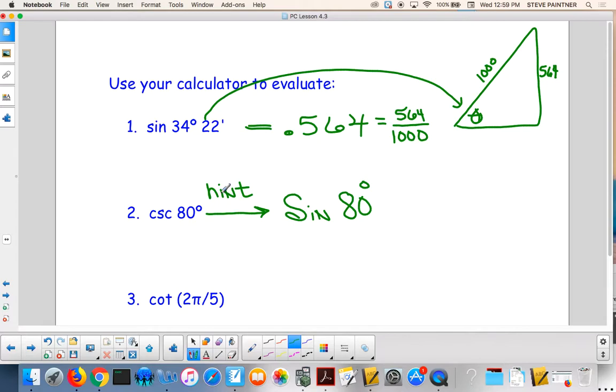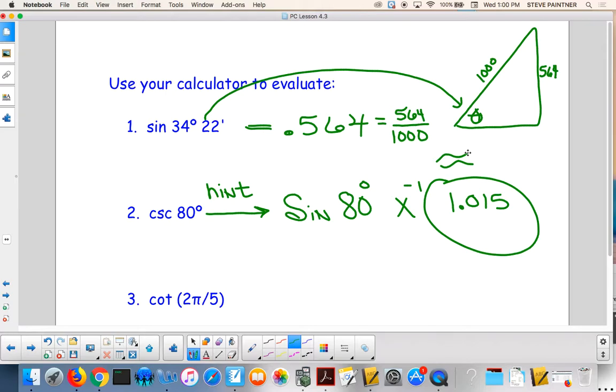So you have to hit this now, right? X to the -1, and then you get 1.015. And that's an approximation, right? That's what I do. I go back to sine, cosine, tangent. Okay? Are you okay? What's your question?